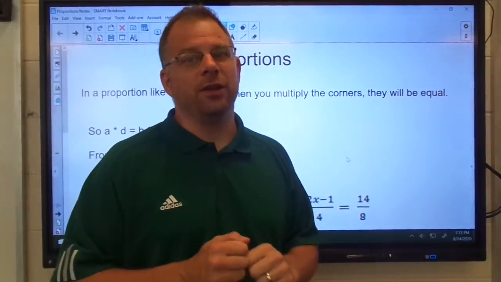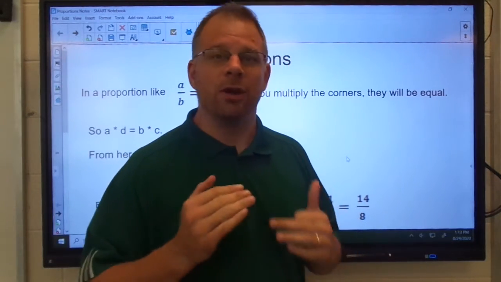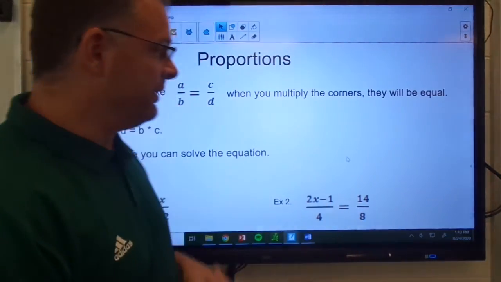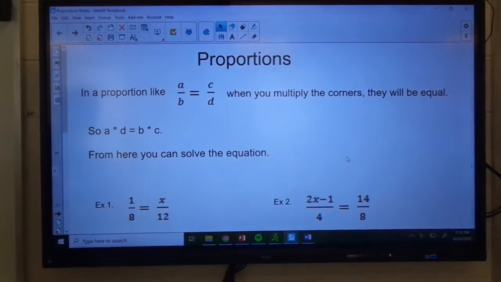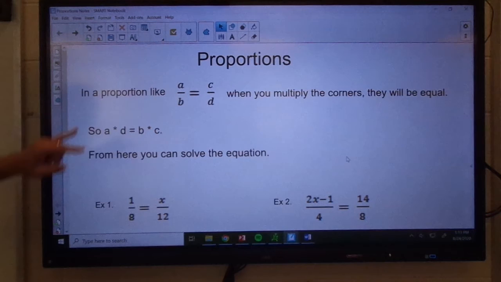This is a short video showing a new trick on how to solve proportions that maybe some of you know and maybe some of you do not know. But let me show you. One of the things that works with proportions when we have a fraction equal to a fraction or a ratio equal to a ratio is this.